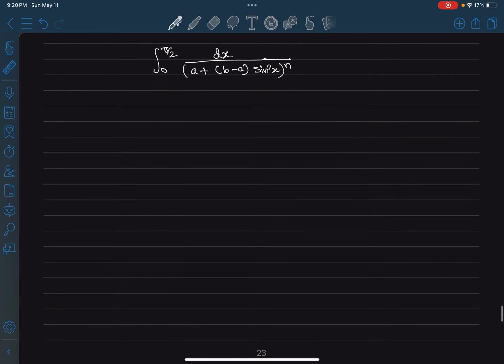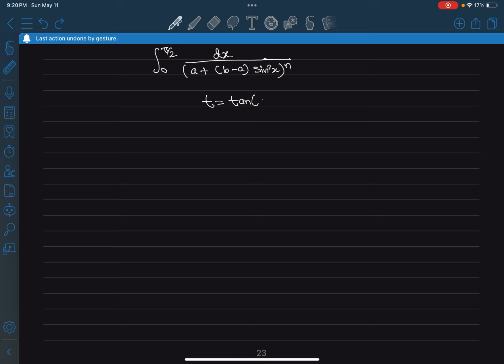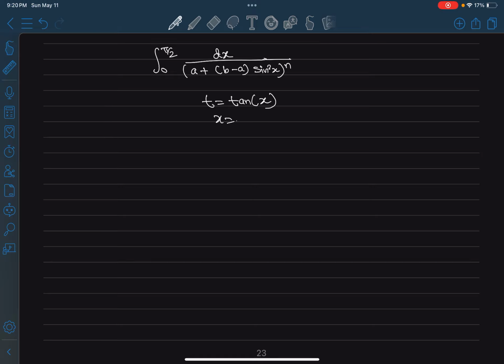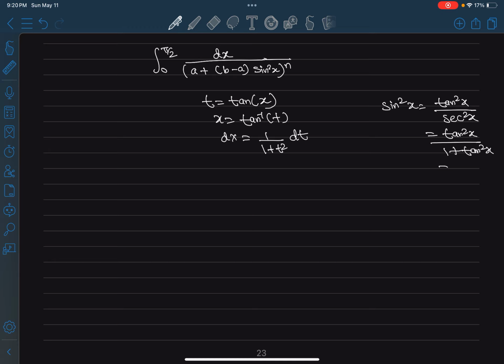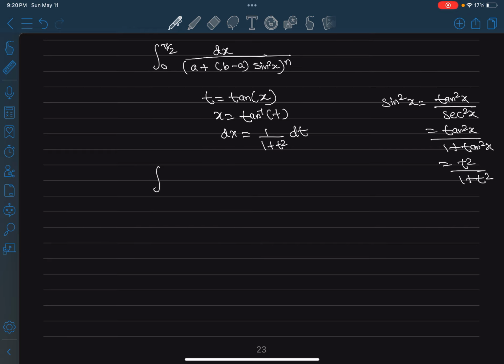And then I want to try to change this from a trig integral to some algebraic integral. So I'll make the substitution t equals tan x, and that actually works pretty well. Let's see. With this, x is tan inverse t, and dx is 1 by 1 plus t squared dt, right? Also, sin squared x will be tan square x by sec square x. And since sec square x is just 1 plus tan square x, this becomes t square by 1 plus t square. So now the integral will go from 0 to infinity, right?